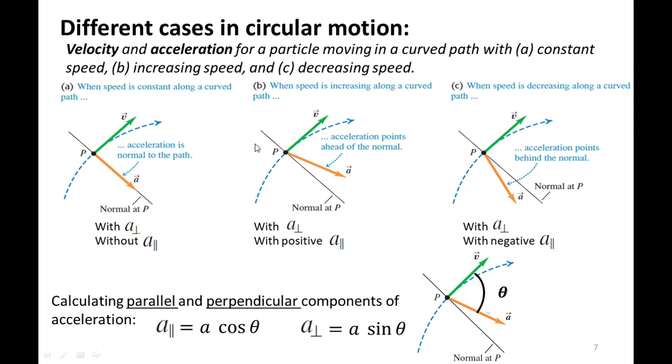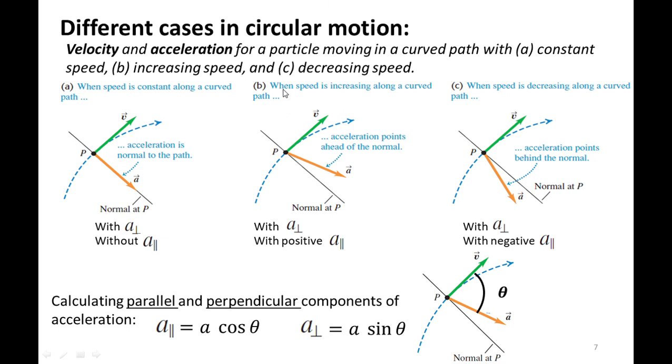So these are the different cases in circular motion. For constant speed along a circular path, we have non-zero perpendicular acceleration, but zero parallel acceleration.